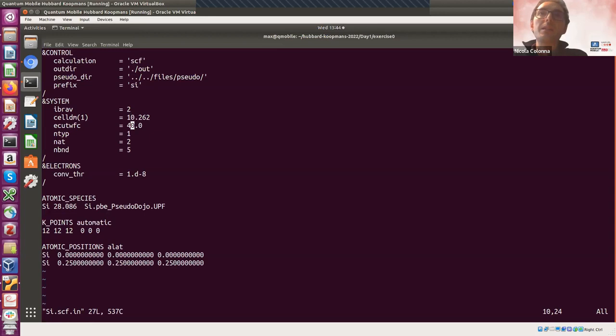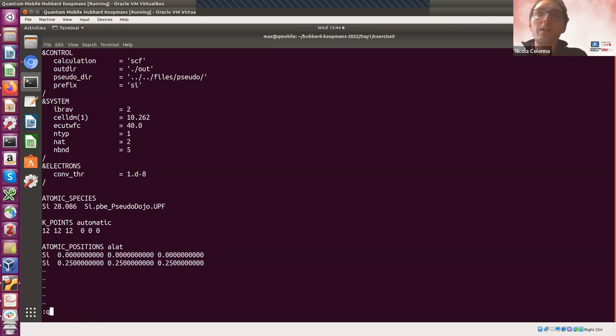And here again, I just report the information about the structure that I described with the slides. And here now we know how to set these parameters. I already said it for you: 40 Rydberg should be enough to have a meaningful calculation. And again, this is the pseudopotential file. And now we use a k-point mesh of 12 by 12 by 12. And this is the position of the silicon atoms.